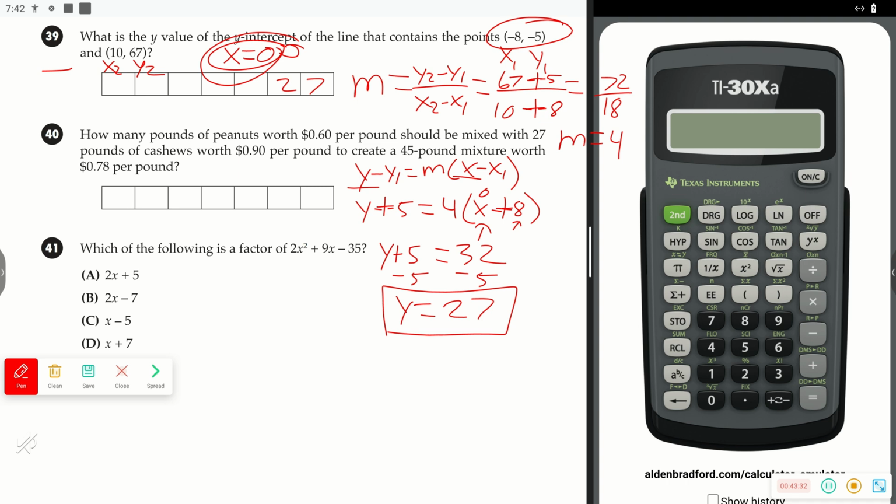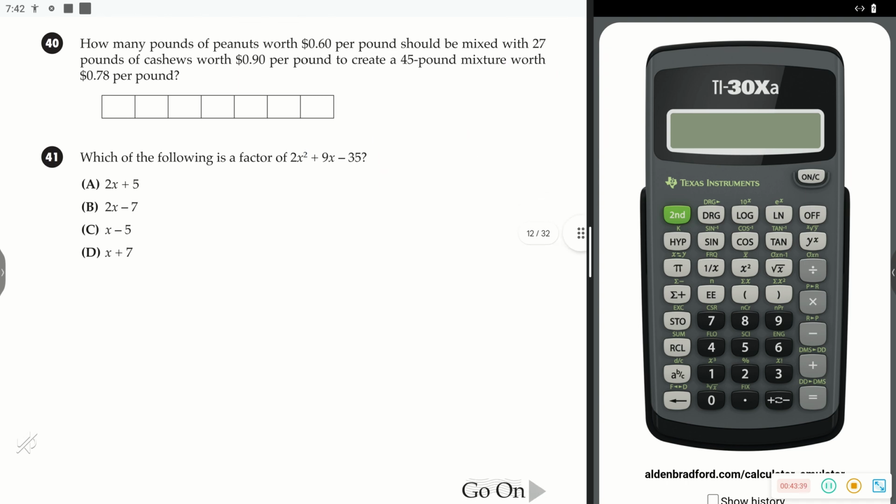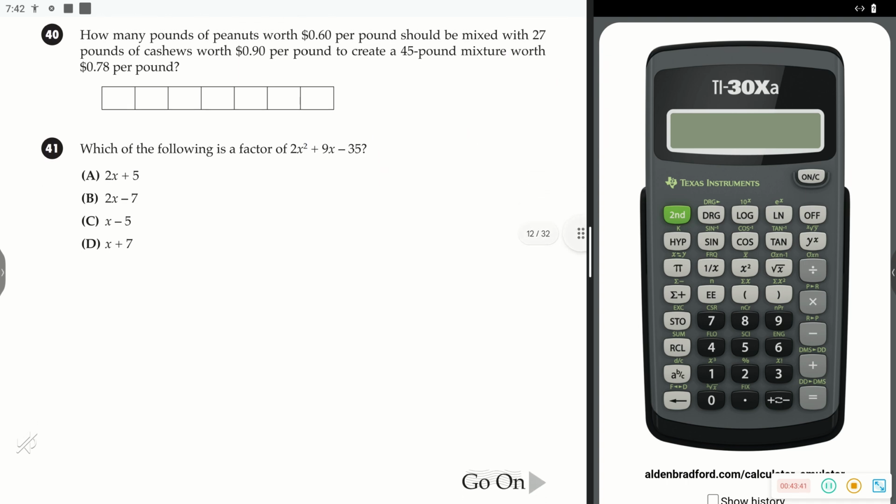All right, so we're about an hour and 40 minutes in, hour and 43, and now we're on question 40. How many pounds of peanuts worth 60 cents per pound should be mixed with 27 pounds of cashews worth 90 cents a pound to create 45-pound mixture worth 78 cents per pound?